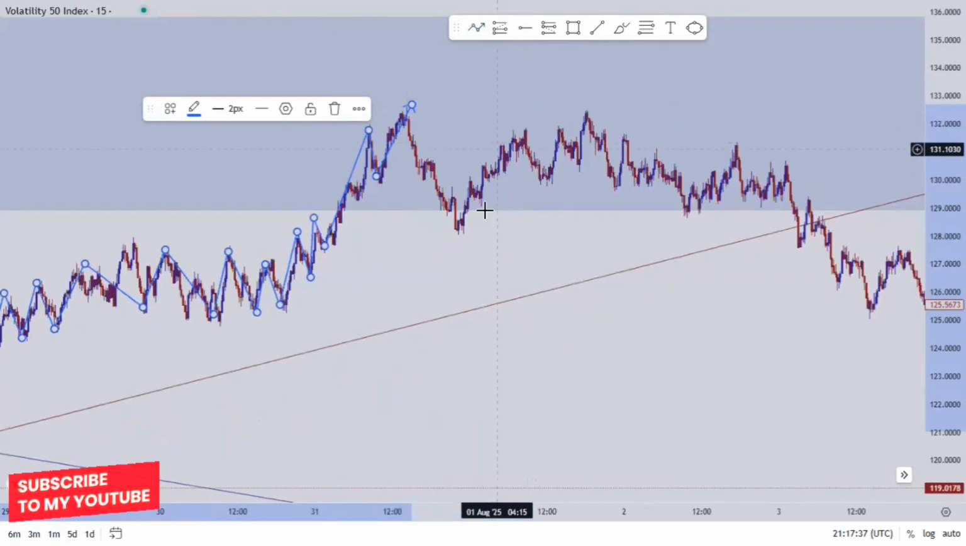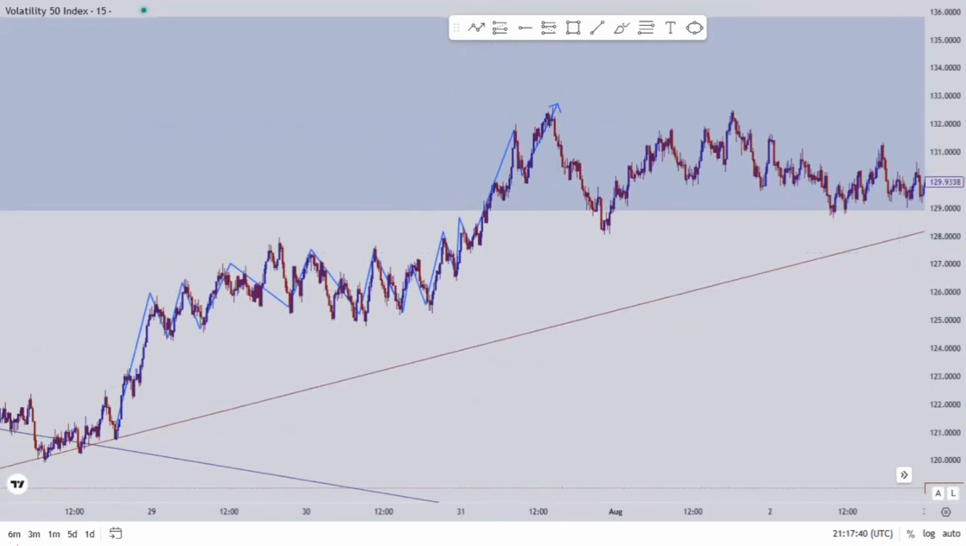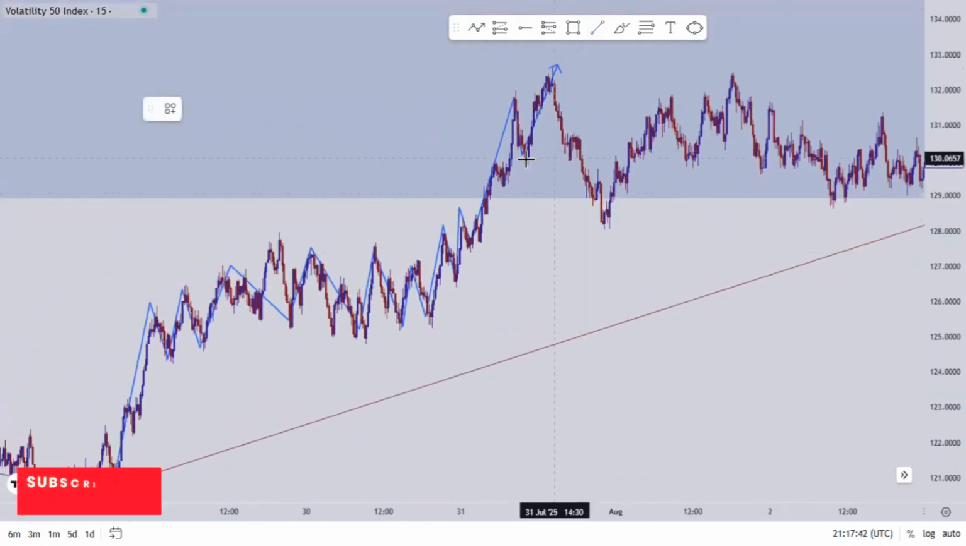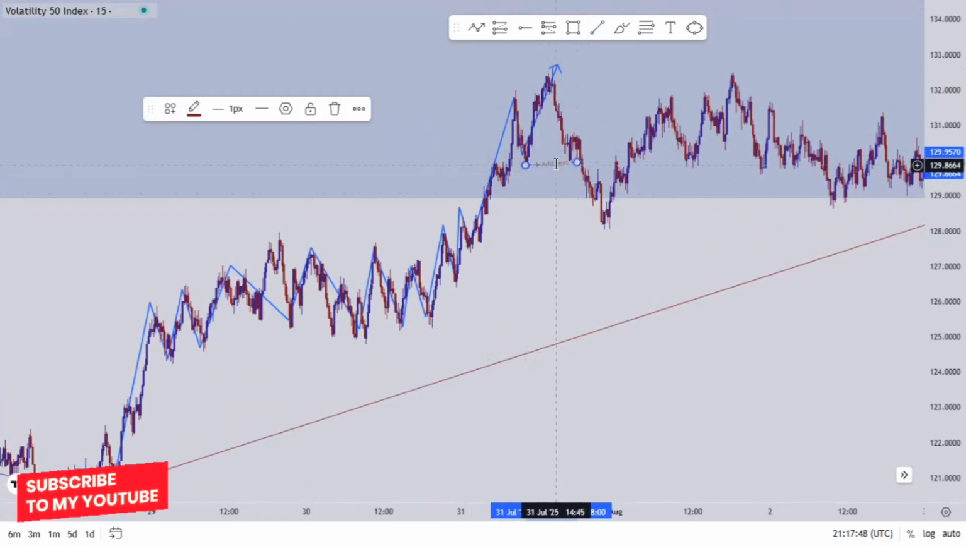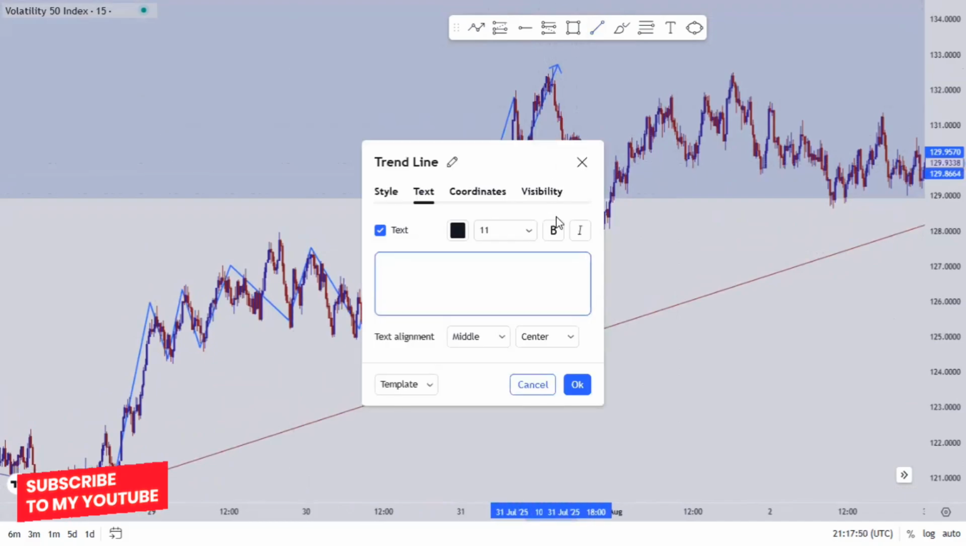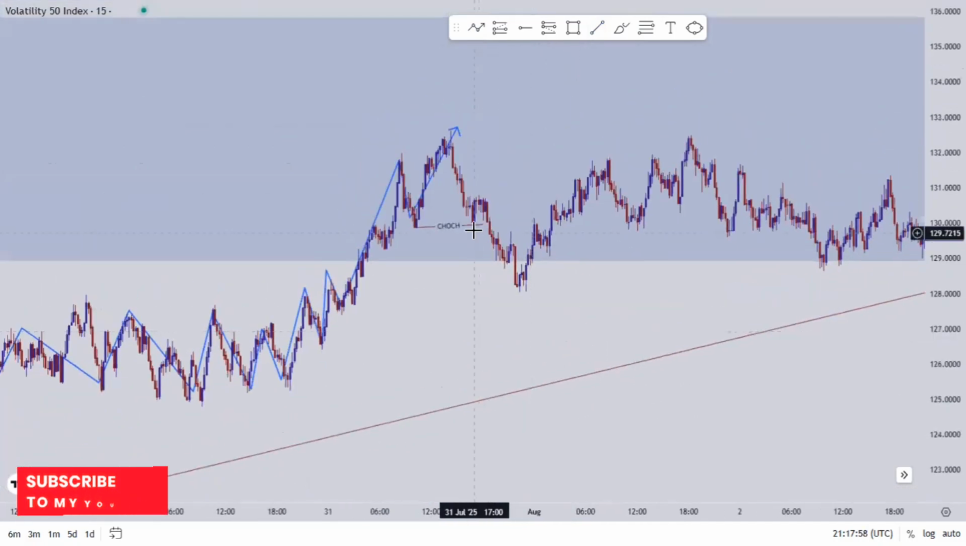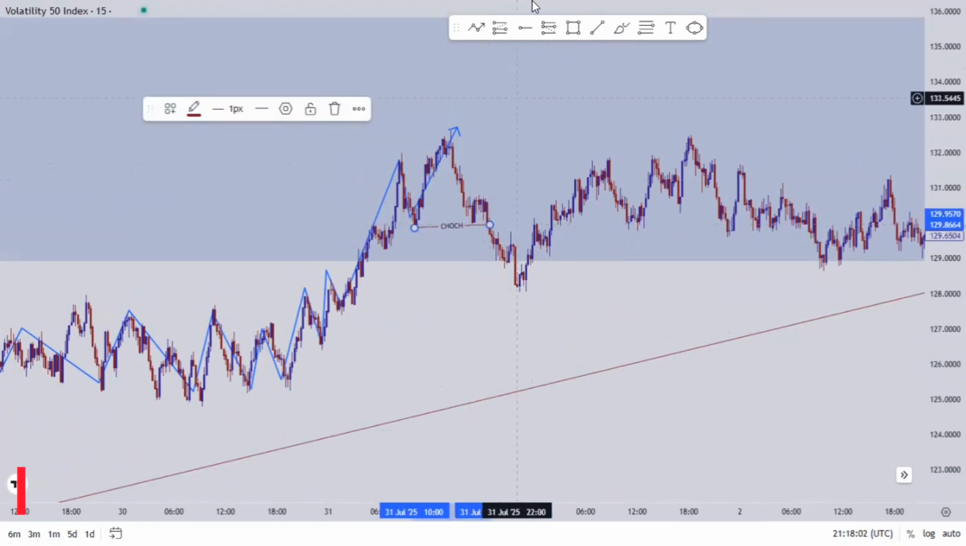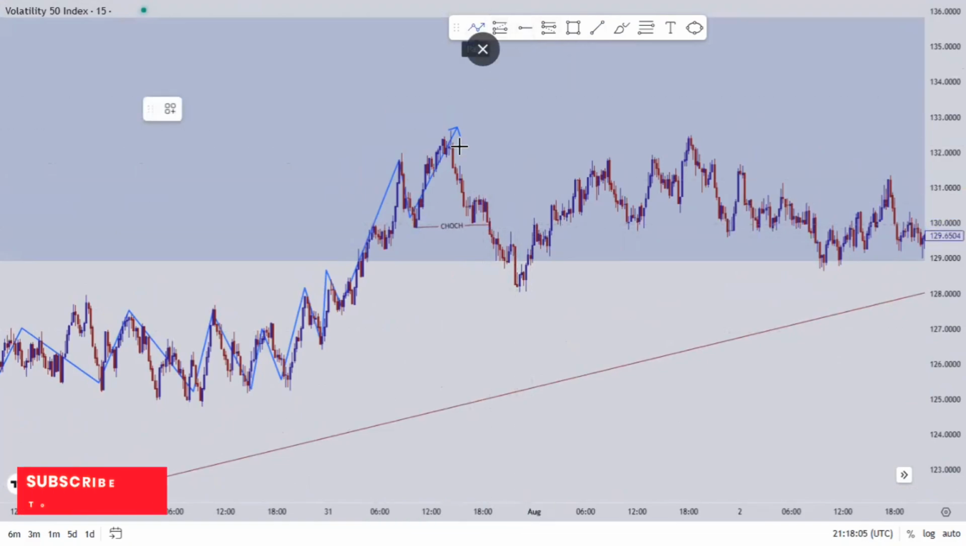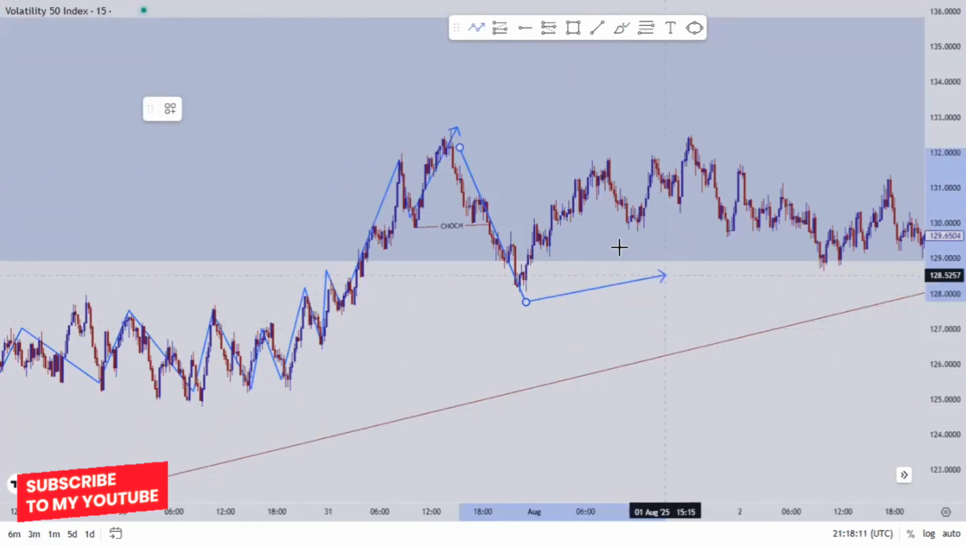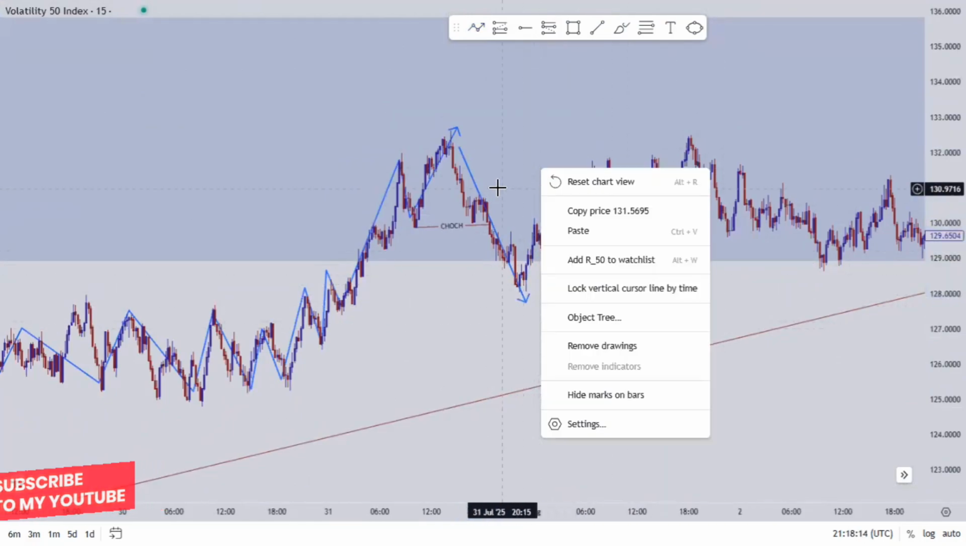The moment this market tapped into this zone, I simply dropped my tool, where I was expecting a change of character, if possible. I dropped this change of character at exactly this level, and the market dropped down and actually broke, or changed character, as I was expecting. That's when I knew that this market is going to shoot down at least a little bit.